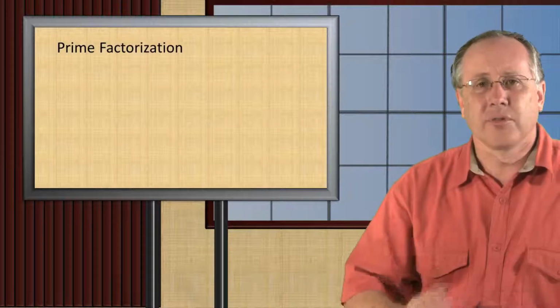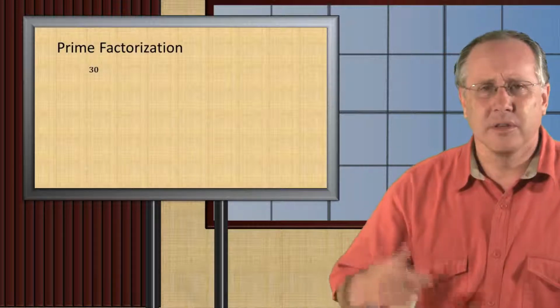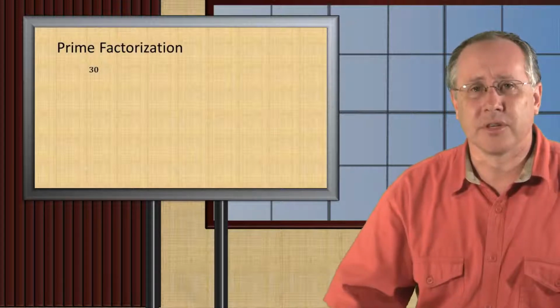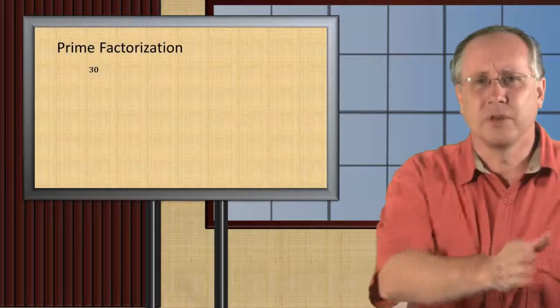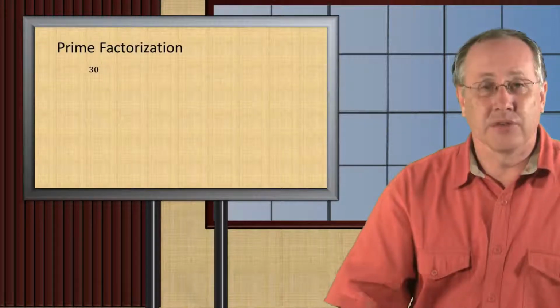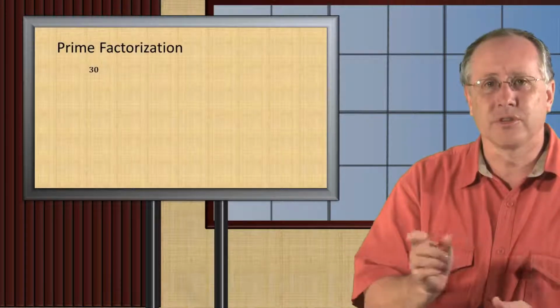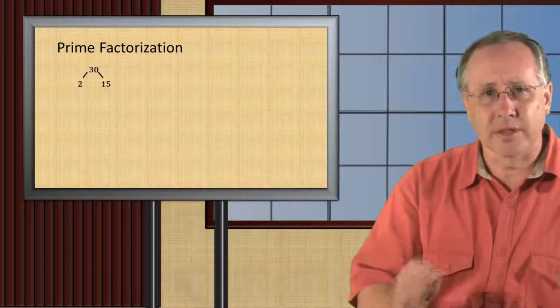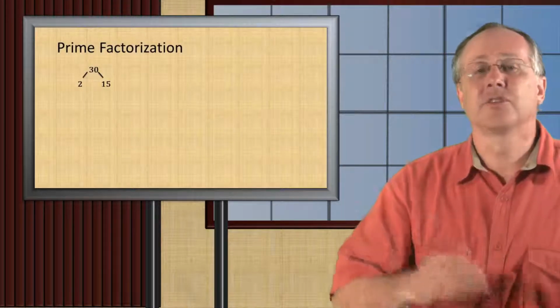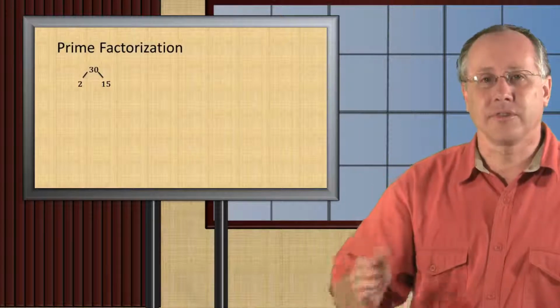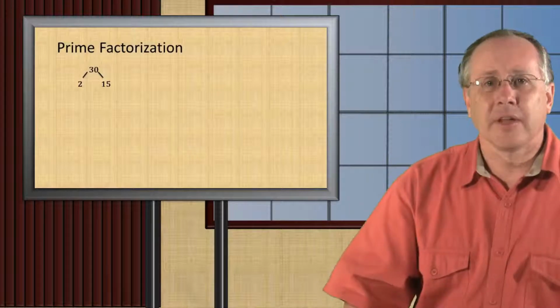So let's start with the number 30. The process of finding a prime factorization is, I prefer to start with the number 2 and ask, does 2 go into 30? And 2 in fact goes into 30. 30 is 2 times 15. And so I write that up, 2 times 15. And then I ask, does 2 go into 15? No, it doesn't. So I move on to the next prime.